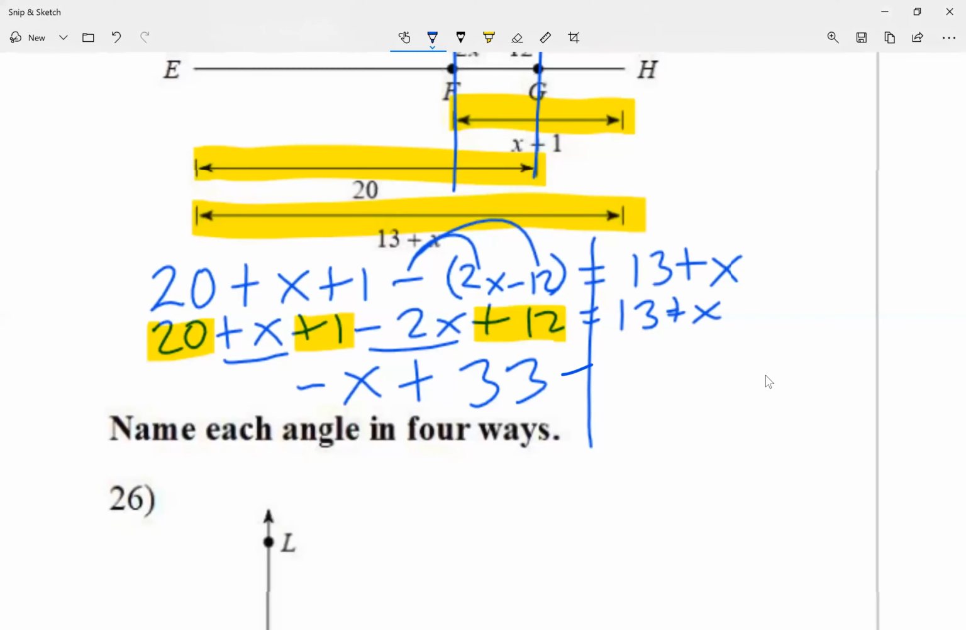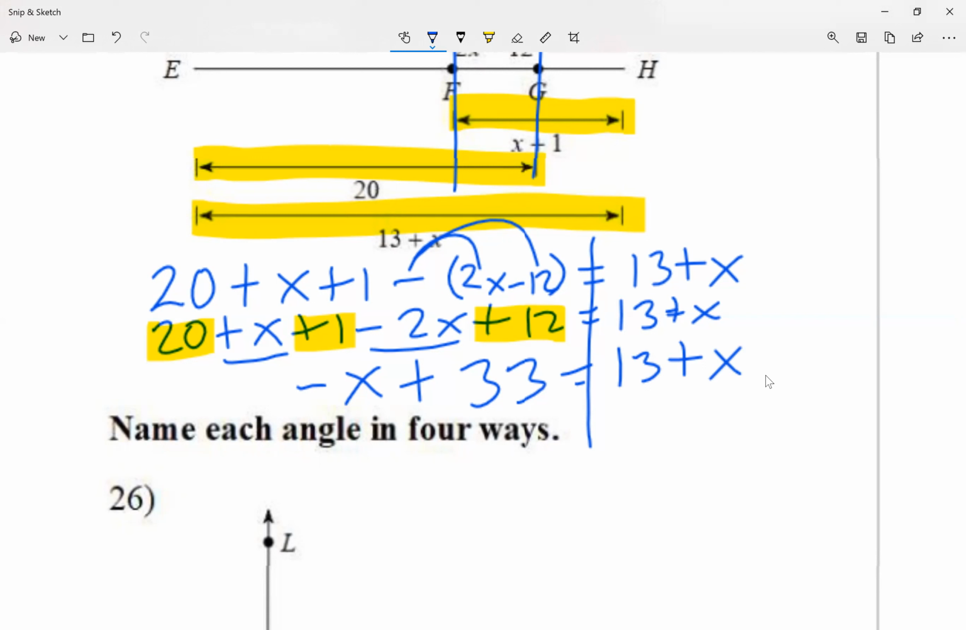So the left side simplified to negative x plus 33. On the right side, there's nothing I can combine, so let me leave that as 13 plus x. I still want to combine like terms. I notice I have x's on both sides. I'm going to move one of them.